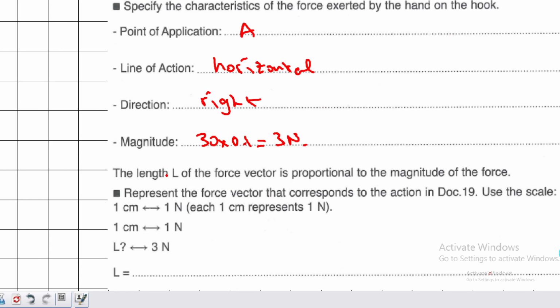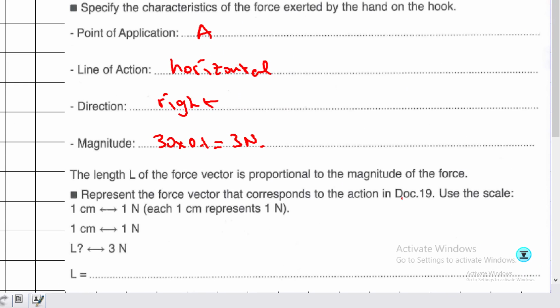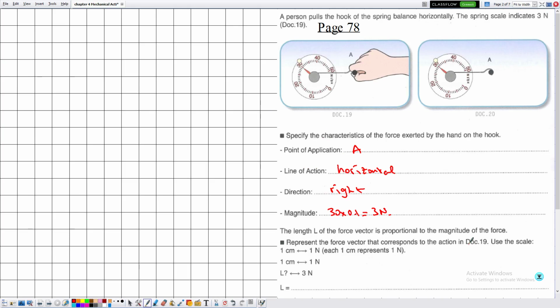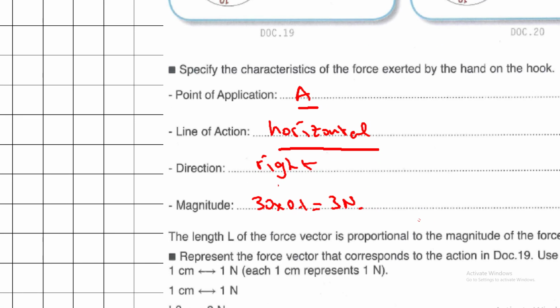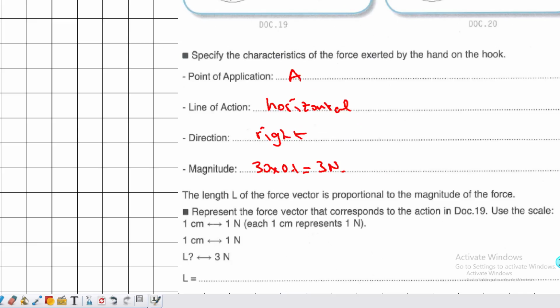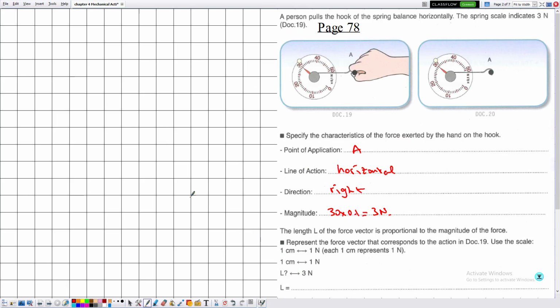Now they are telling me the length L of the force vector is proportional to the magnitude of the force. Okay. So they are telling me represent the force vector that corresponds to the action in document 19. So we need to represent this force with the following properties: A, horizontal, right, 3 newtons. Using the scale, each 1 centimeter corresponds to 1 newton.